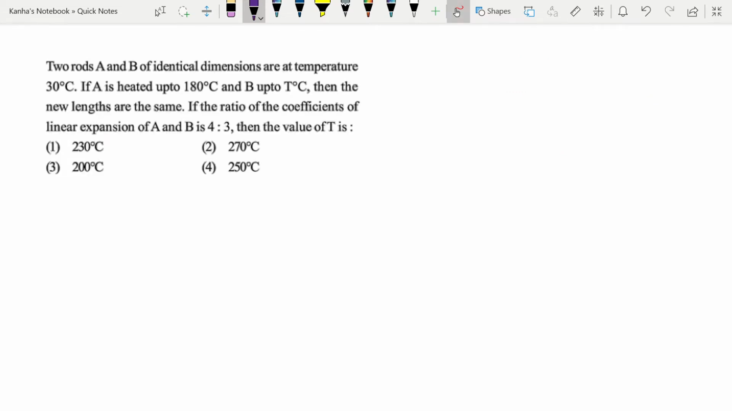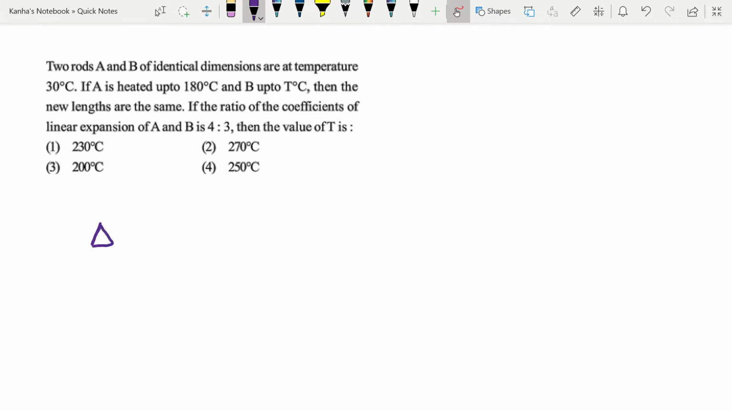So let's try to solve this question. Two rods A and B of identical dimensions are at a temperature 30 degrees Celsius. If A is heated up to 180 degrees Celsius and B up to T degrees Celsius, then the new lengths are the same. If the ratio of the coefficients of linear expansion of A and B is 4:3, then the value of T is given by what? So first of all, they've told you that the change in length in both the rods is the same.